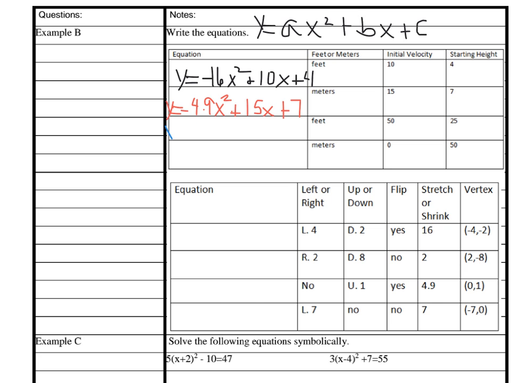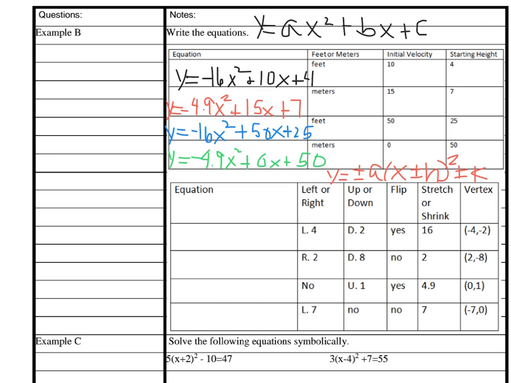Alright, next one, y equals, feet tells us negative 16x squared, initial velocity of 50, so plus 50x, starting height of 25, so plus 25. Last one, y equals, meters tells us negative 4.9x squared, initial velocity of 0, so we can write plus 0x, or you could just leave that part out, and then starting height of 50, so plus 50.